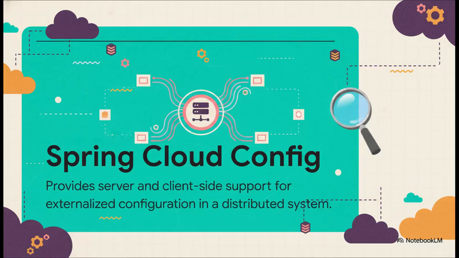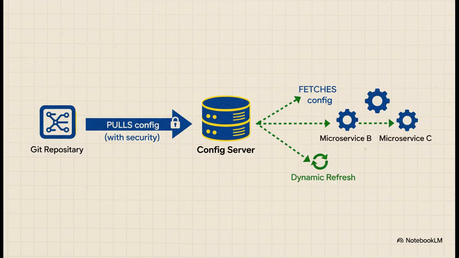The solution here is Spring Cloud Config. It's a really elegant idea. It gives you a centralized server to manage all of your configuration files in one single place. Your individual microservices then just act as clients, and they pull their specific configuration from the central server when they start up. And here's the best part. The config server usually pulls all its information from a Git repository. That means you automatically get version control, a complete history, and an audit trail for all your configurations. Even better, it supports dynamic refreshes, so you can change properties without having to restart your services. And, of course, it can encrypt sensitive stuff like passwords for that extra layer of security.